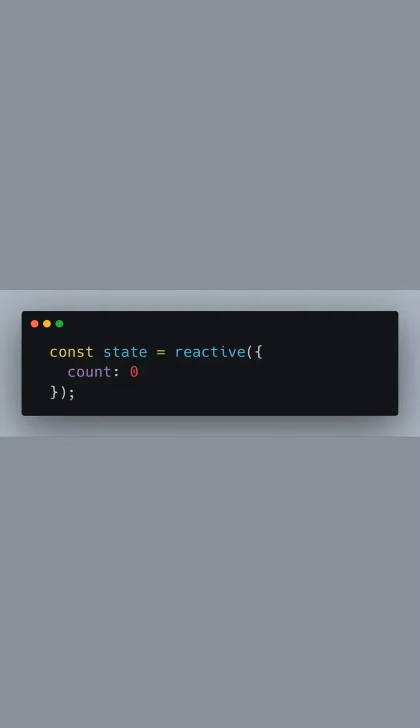Inside the function, we declare a constant called state and assign it to a reactive object with a single property count initialized to 0. This reactive object will be the foundation of our state within the useCounter function.